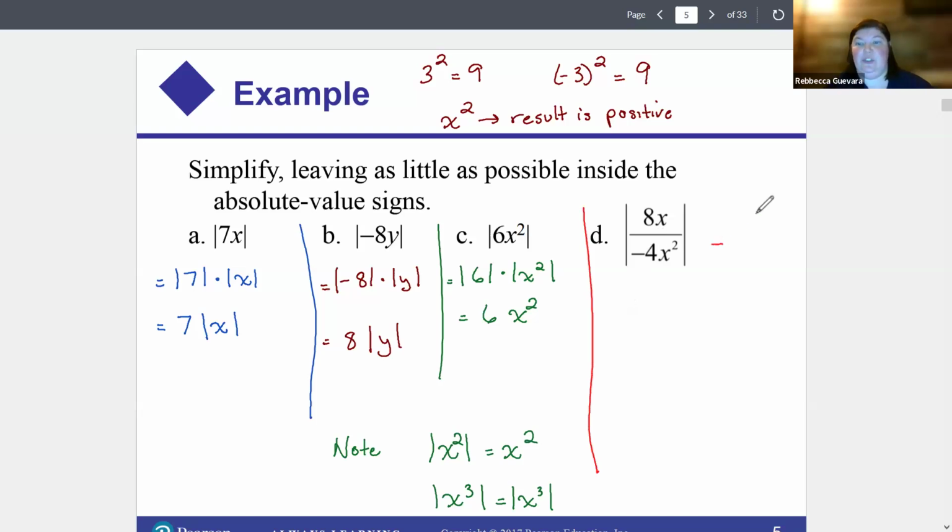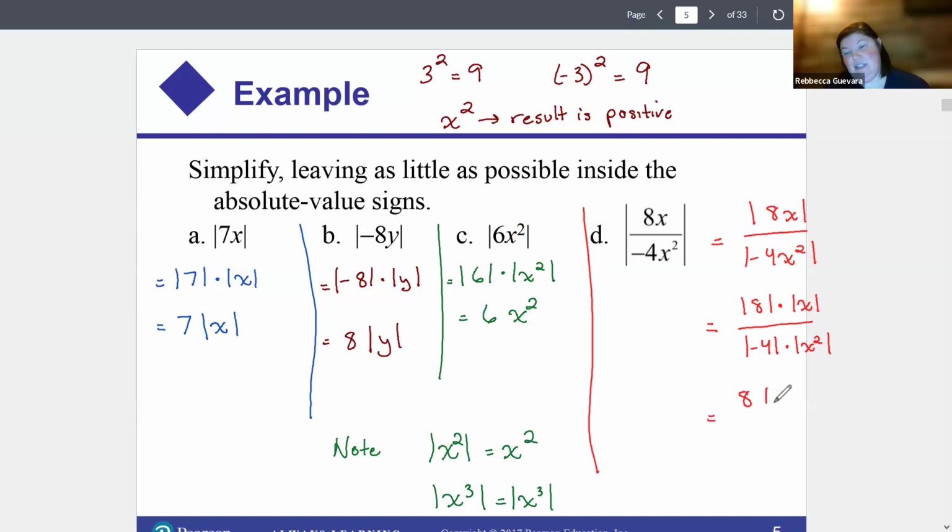And our last case is the quotient. So that's the absolute value of 8x over the absolute value of -4x squared. And then we can expand that as the absolute value of 8 on top times the absolute value of x, and then on the bottom, the absolute value of -4 times the absolute value of x squared. So 8 will stay 8. I have to keep the absolute values around this x because it's just a single x.